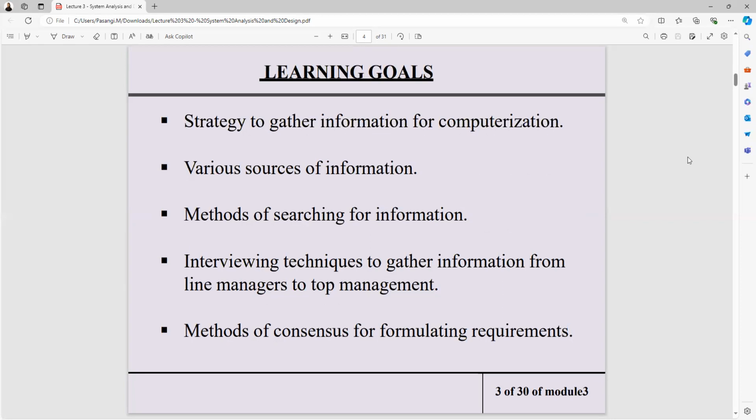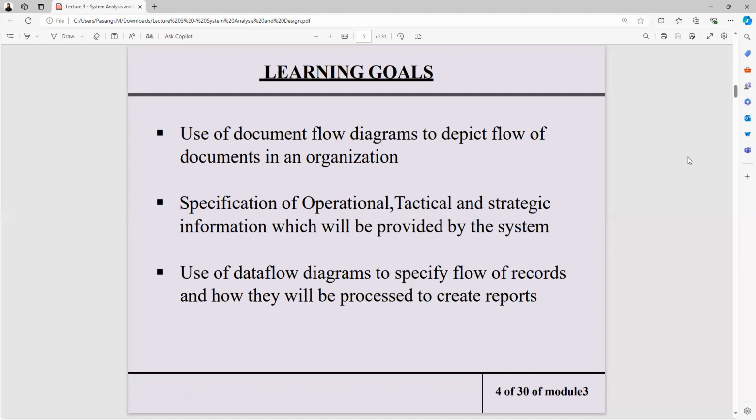Learning goals. Once we complete the third lesson, the information gathering part, you will be able to handle strategies to gather information for computerization. You will be able to identify the various sources of information, the methods of searching for information, and the interviewing techniques to gather information from line managers to top management. Not only that, you will learn methods of formulating the requirements as well. Those are a few learning goals we have today.